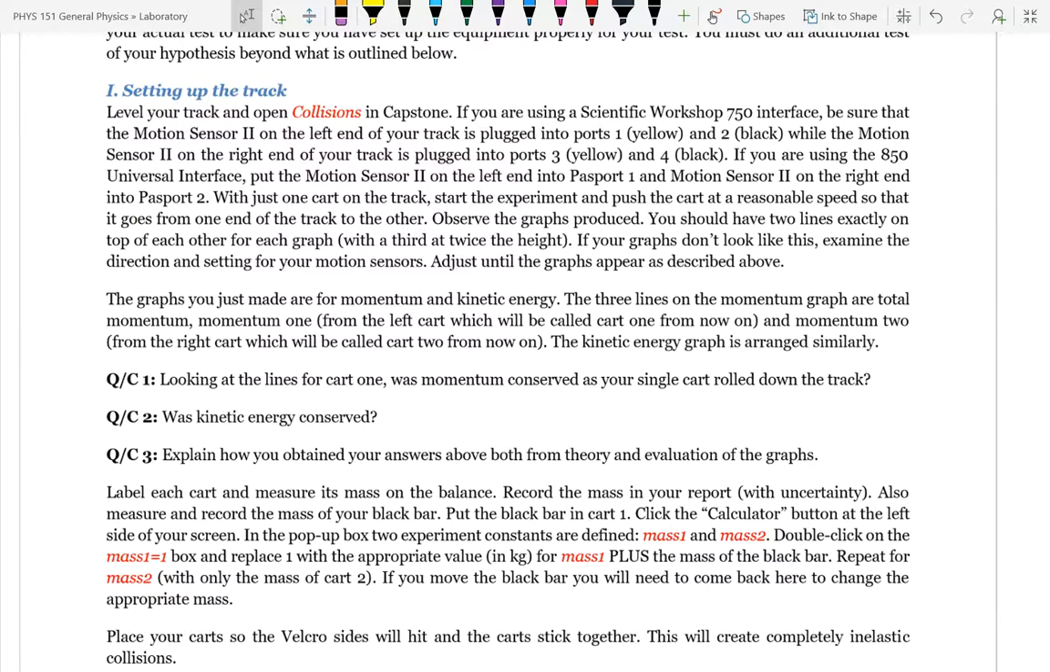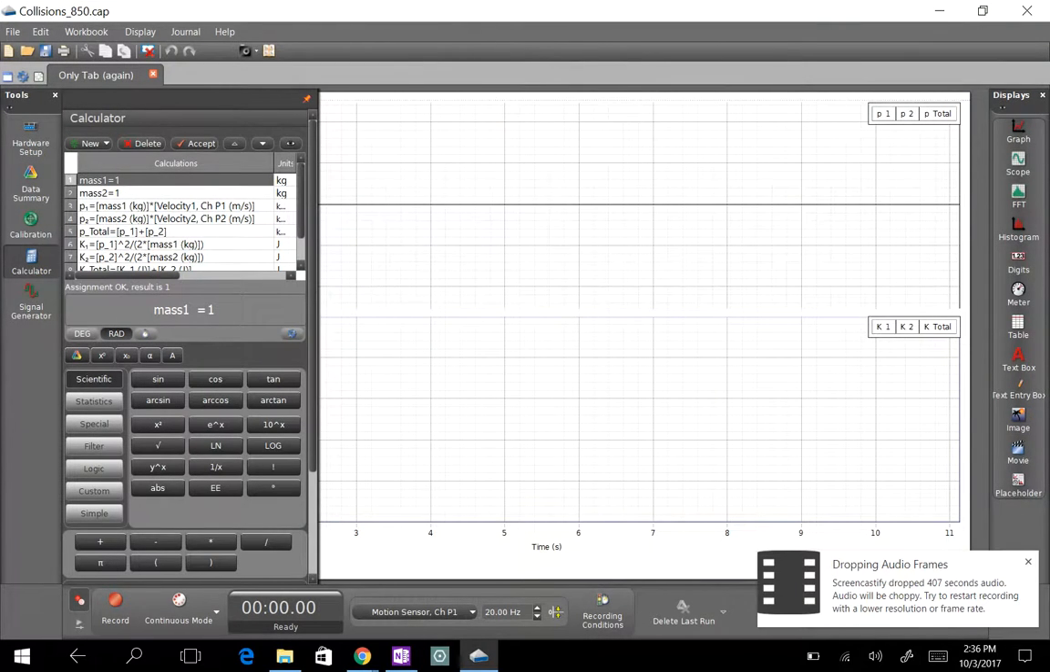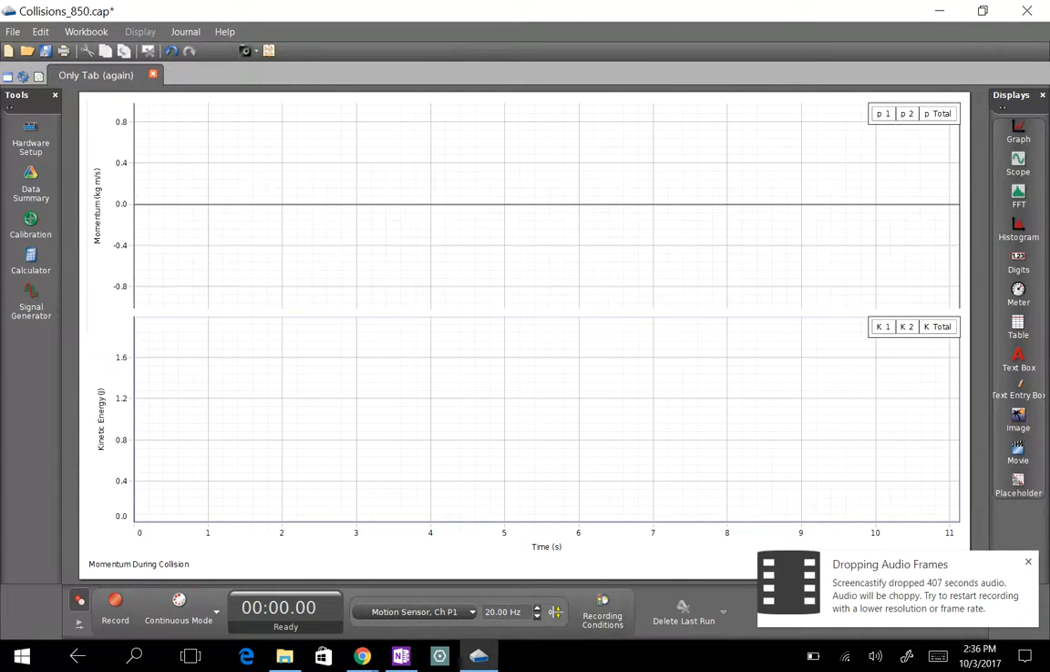Now, let me just switch over to the Pasco software. Oh yes, we can see we've lost 407 seconds of audio in today's talk. That's 6.5 minutes of audio. It's going to be garbled again. I don't know what's going wrong. Try to restart recording with lower resolution frame rate. That's the next thing I will do. Okay, close that.